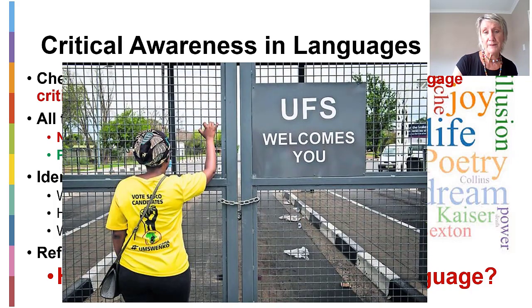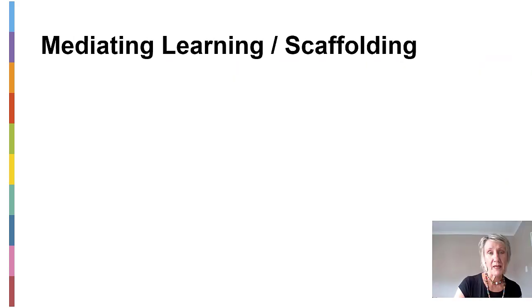Look at this picture. Here you've got the words UFS welcomes you, which should be a very positive, friendly, caring type of message being sent. But if you analyze this picture quite critically, you can see the locked gates and the fence, and the young student on the outside shows that she's not really being welcomed. So to be critical of this kind of visual and think about it and try and understand what message is coming through with it as well.